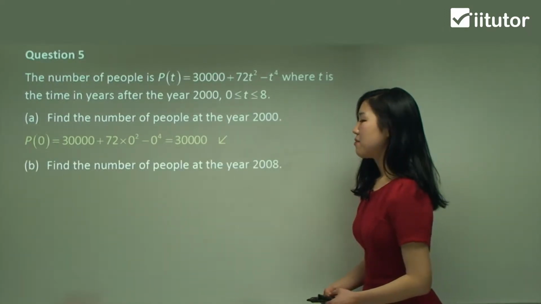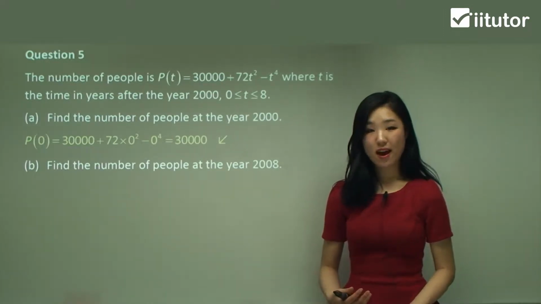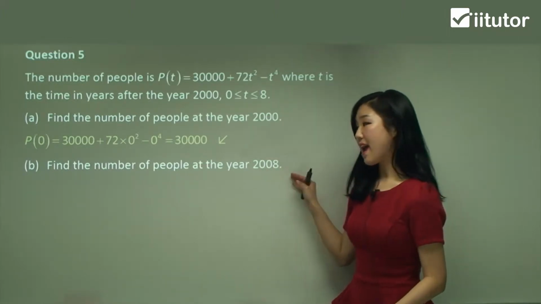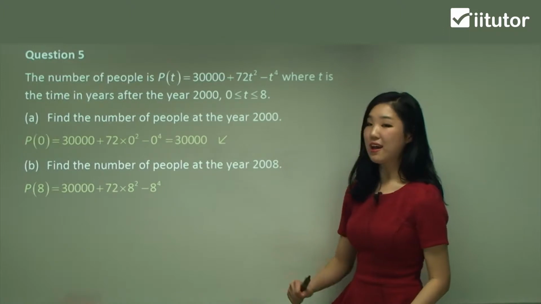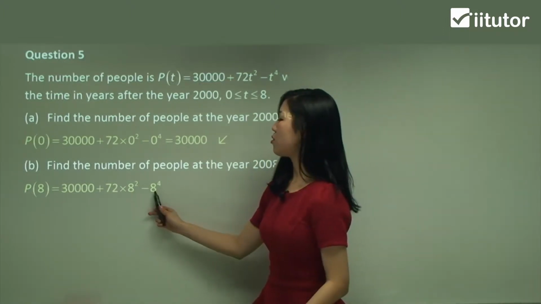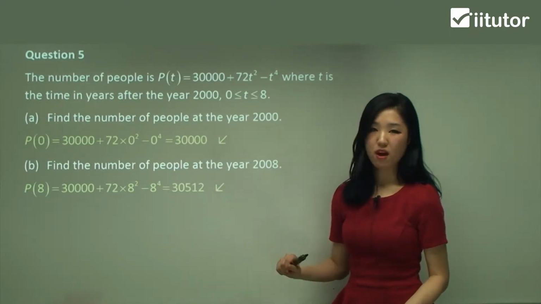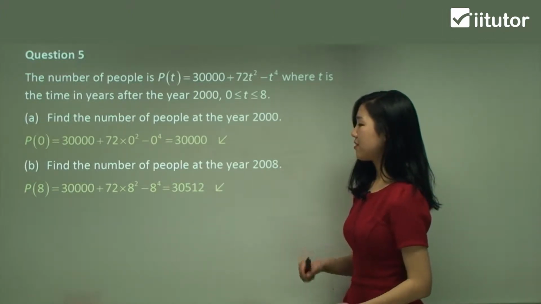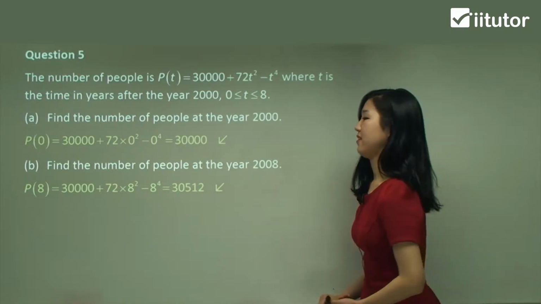Now B, find the number of people at the year 2008. Here, how many years are we adding to 2000? 8. So T is 8 in this case. We sub in 8 like we did in the previous question. So sub in 8 into all your values of T and calculate that. That's what you should get. It's just a bit of calculation for you to do, so double check that. That's your answer for this one. See how it's increased a little bit?